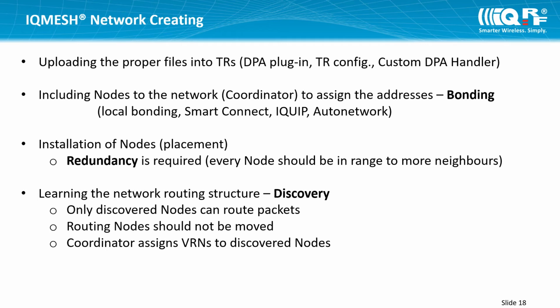The routing structure is static. It means that if any discovered node was moved, removed from the network, or added to the network, the routing structure was changed and a new discovery process should be called. During the discovery, the coordinator also virtually readdresses nodes to so-called virtual routing numbers that are used internally for the routing and the user needn't know them.